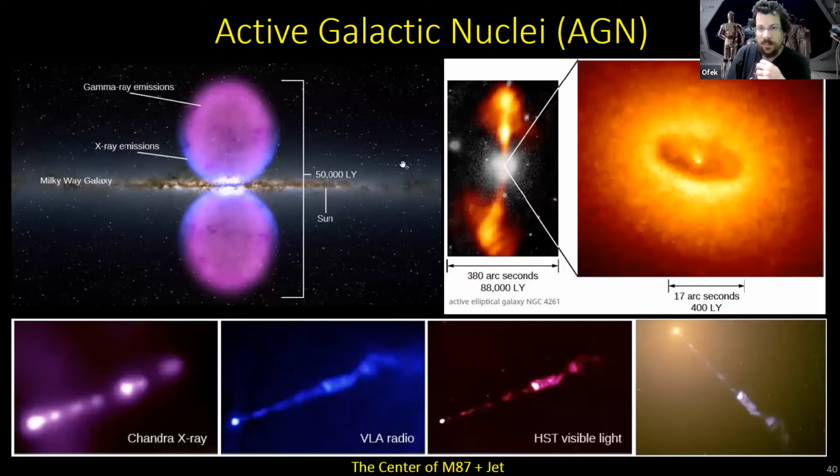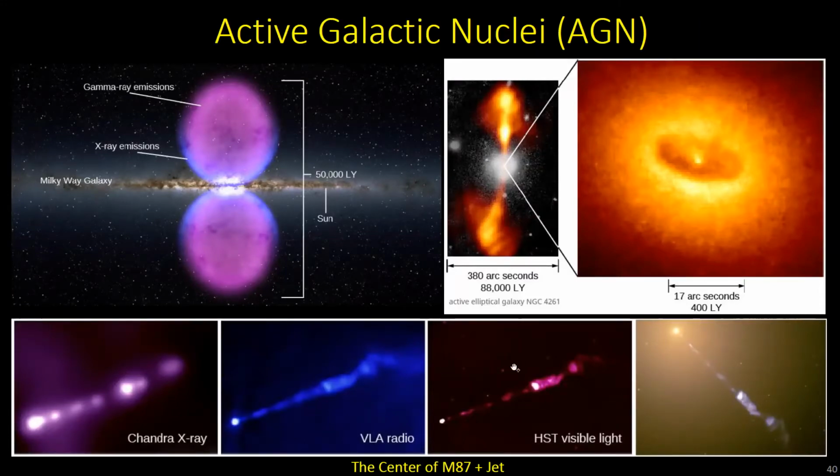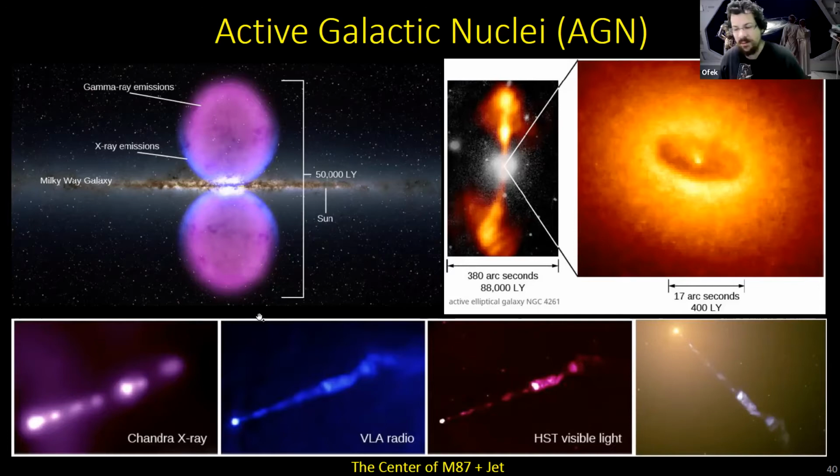What's more difficult to explain or to understand is why it only goes to one side. And I don't have an answer for that for M87. I don't know if there is one. I think it's rare to have something that's only emitting a jet in one direction.